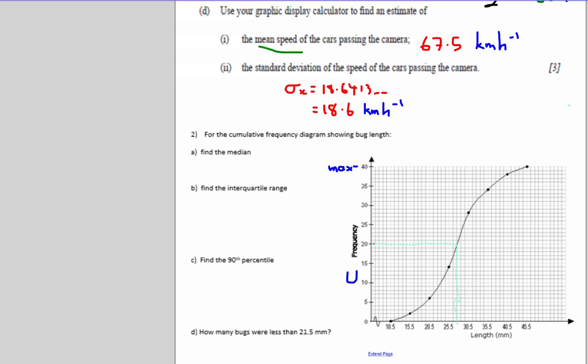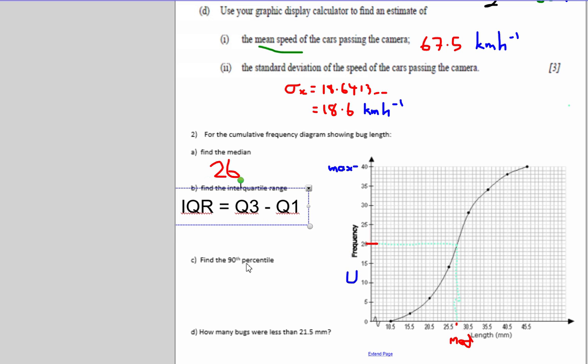So what you do is you look to see where the maximum is, where the graph finishes. It finishes at 40. Go halfway down, and then you find your median. So that's the median down here, which we got to be about 26. Find the interquartile range. Remember interquartile range, IQR? What does it equal? That's right, it equals Q3 minus Q1.